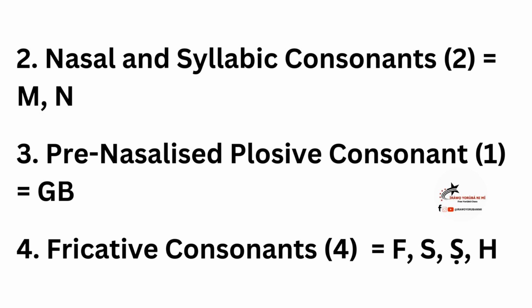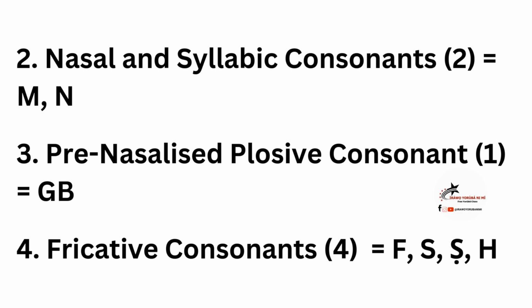So we have number three, pre-nasalized plosive consonants. This is one in number. It is pronounced as B, B. The sound starts with a nasal quality before a plosive release.